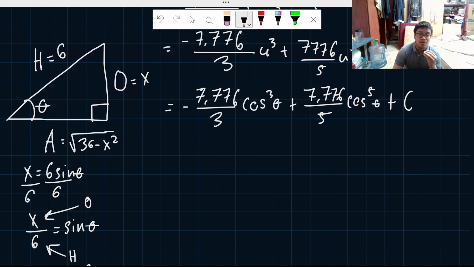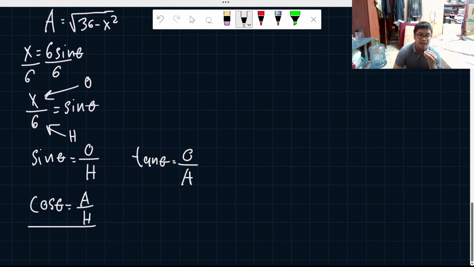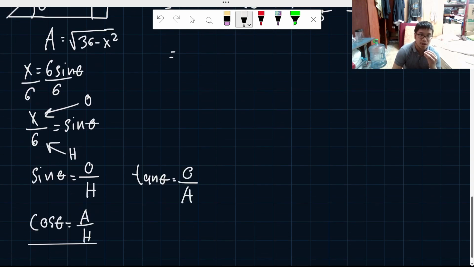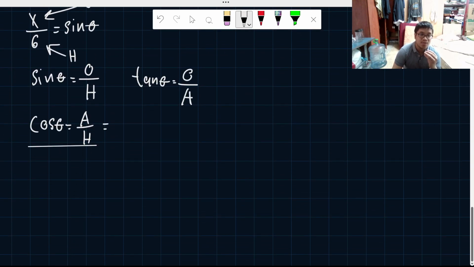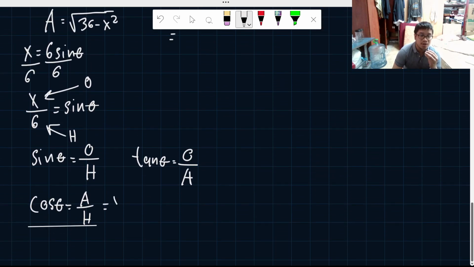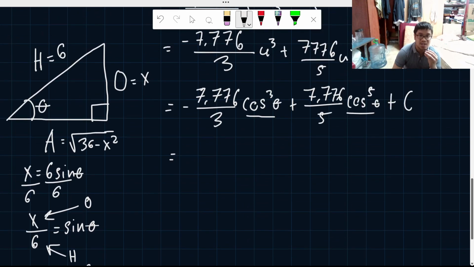Okay? So remember that cosine theta is adjacent all over hypotenuse, right? So we can change cosine theta into adjacent all over hypotenuse. Now, what is your adjacent? What is your hypotenuse? Your adjacent is the square root of 36 minus x squared, all over your hypotenuse, that is your 6. So we will convert this cosine theta as this.